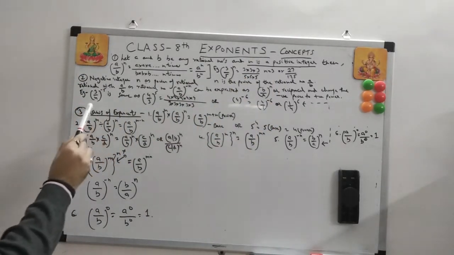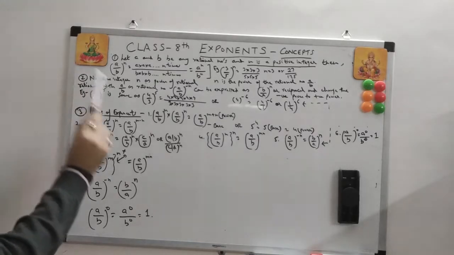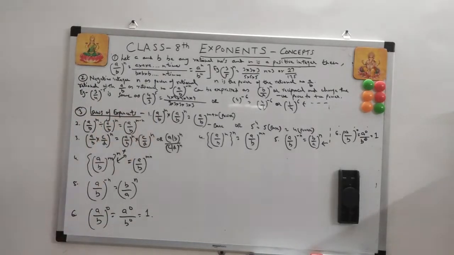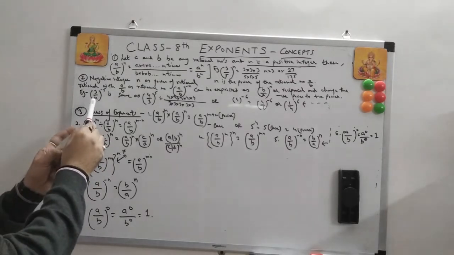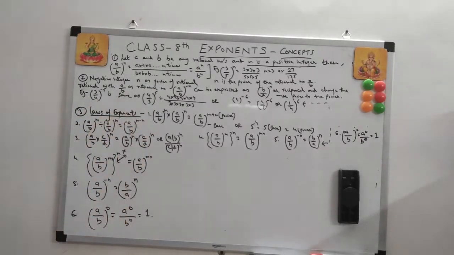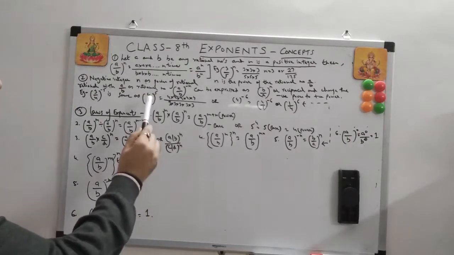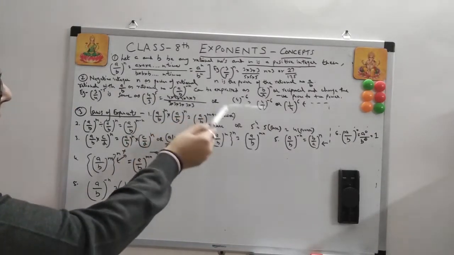Let's take an example. (3/4)^(-5) will be the same as (4/3)^5. Even if you put this exponential form in this form, then it is perfect: 4 to the power 5 upon 3 to the power 5. This is how we do it.